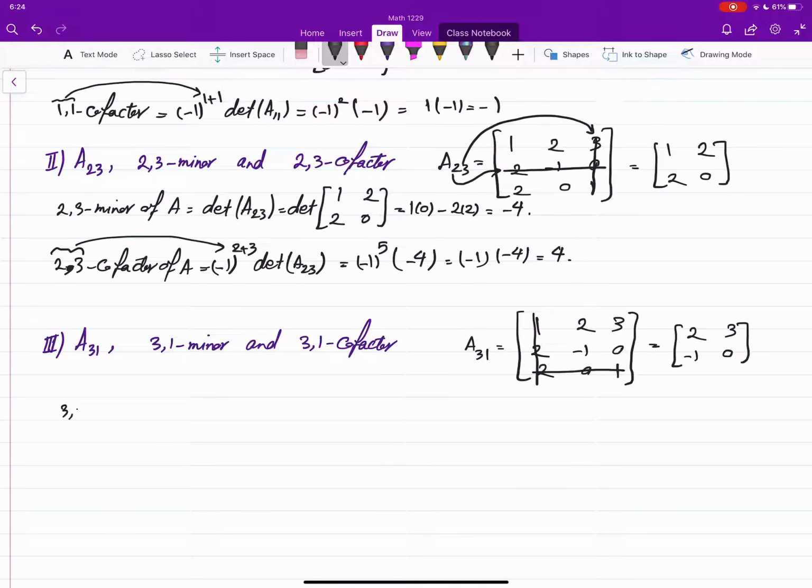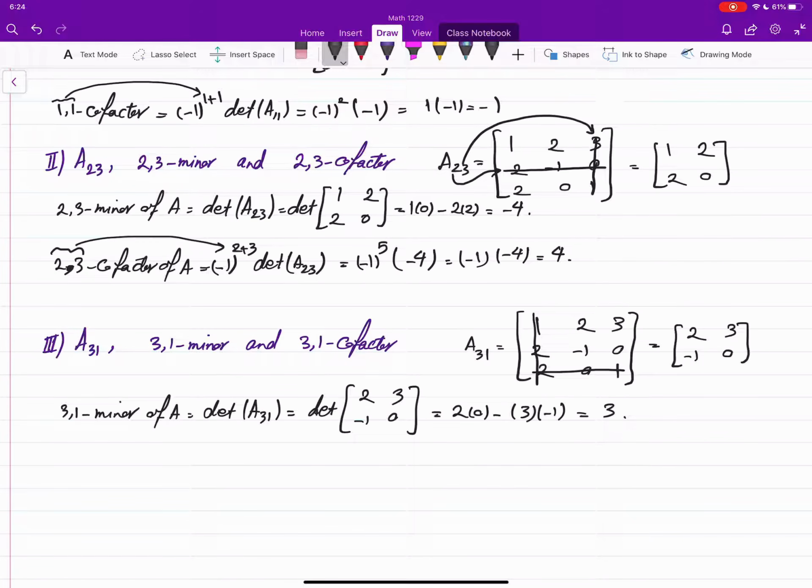Then the 3,1 minor is nothing but the determinant of submatrix A3,1, and this is the determinant of [2, 3; -1, 0], which is 2 times 0 minus 3 times negative 1. This gives us 3. 0 minus negative 3 is just the number 3.